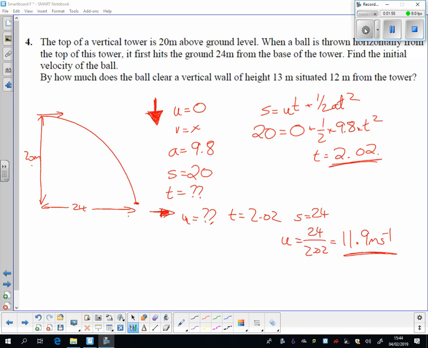Now there's a nice second part to this, in that what we've now got to do is see, well, what happens, will it clear, how much will it clear this wall here? Now, this wall here is 24 meters from the base. No, sorry, this wall here is 13 meters high, and it's 12 meters away from there.